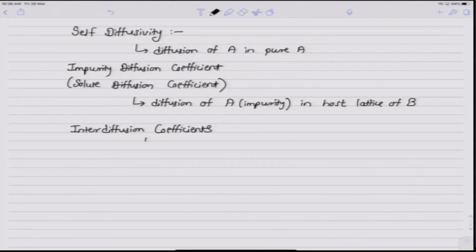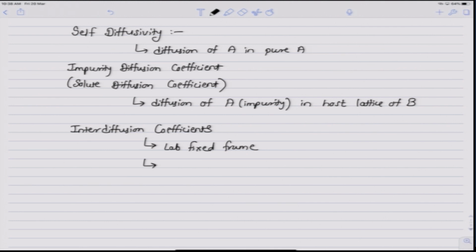I have explained various frames of reference at the beginning of this class. So, when we talk about lab fixed frame of reference, the flux is measured with respect to a frame which is stationary. So, different frames of reference we have talked about. The most widely used of it is the lab fixed frame.